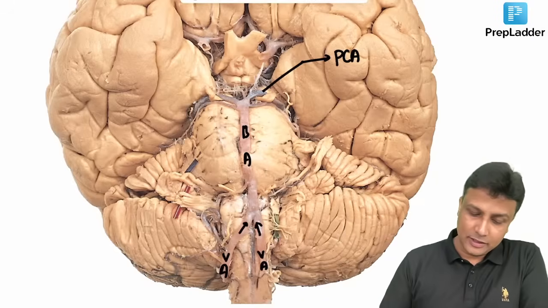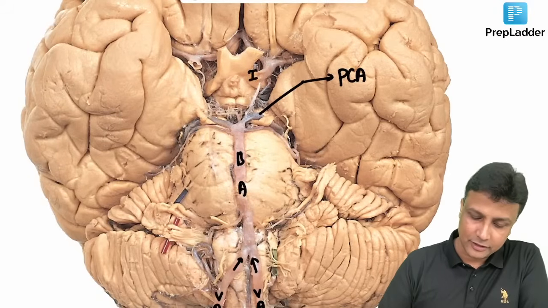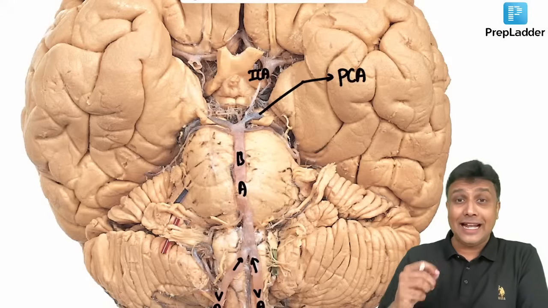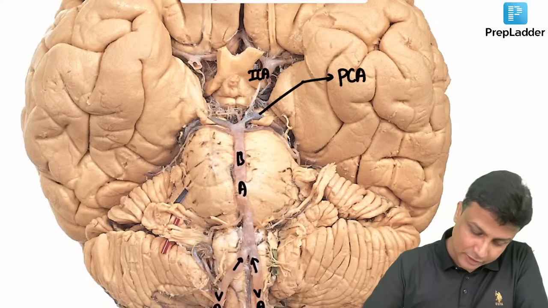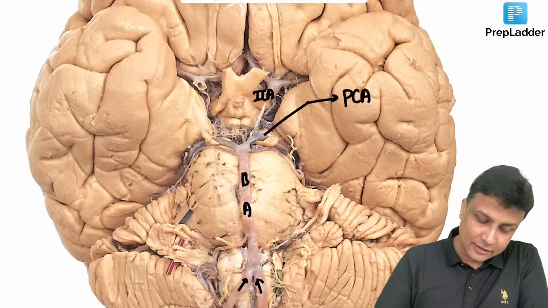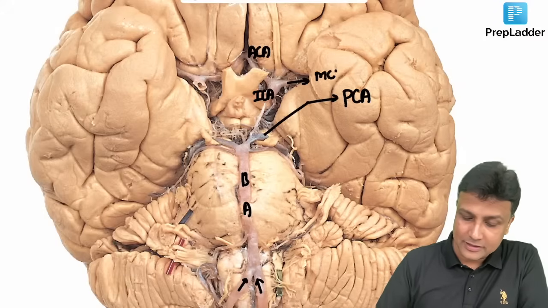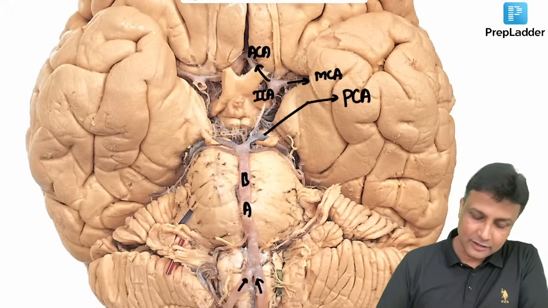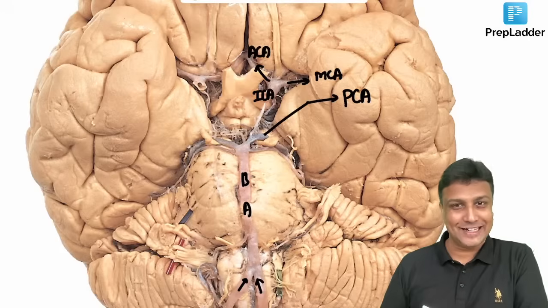Now in this diagram, further anteriorly, you'll be able to appreciate the internal carotid artery here. That internal carotid artery is in turn giving rise to a branch. You can clearly see it's going between the two cerebral hemispheres, and this one definitely will be the anterior cerebral artery. The one which is going here will be the middle cerebral artery. Both the anterior cerebral artery and the middle cerebral artery are branches from the internal carotid artery itself.